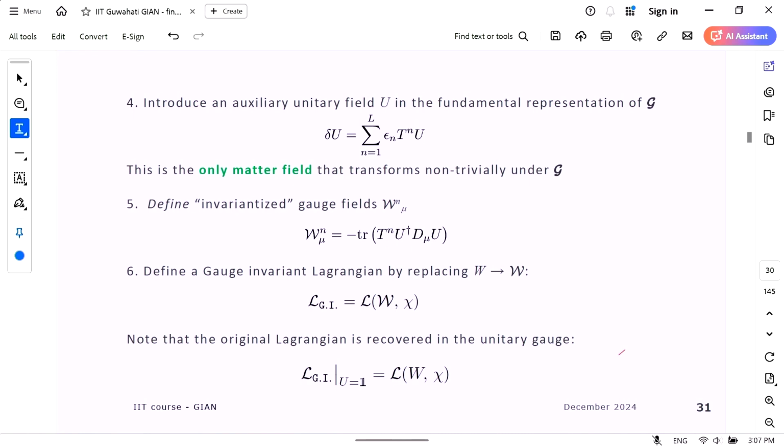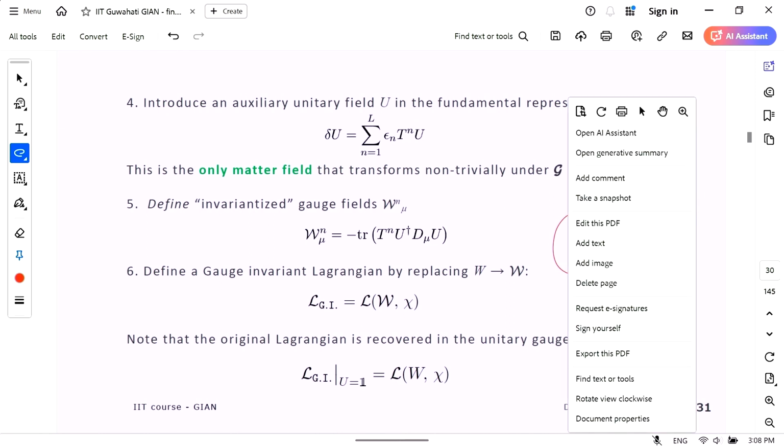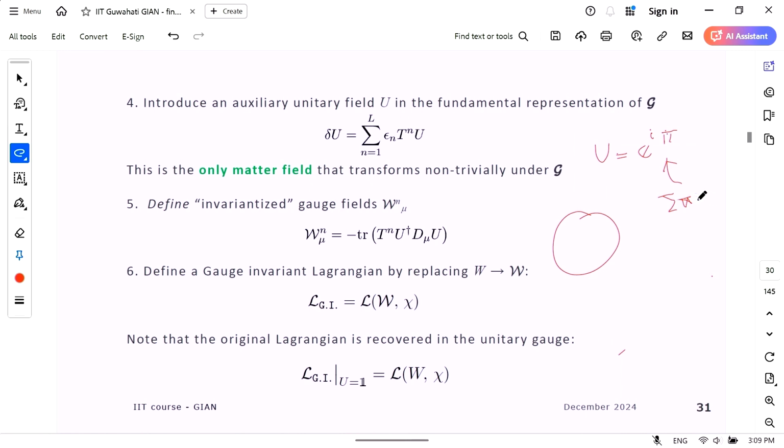Okay, going back, I'm going to write the U field as e to the i pi. And this pi is Hermitian. This ensures that U dagger U is 1. Okay? And pi is like a sum of pi_n T_n.